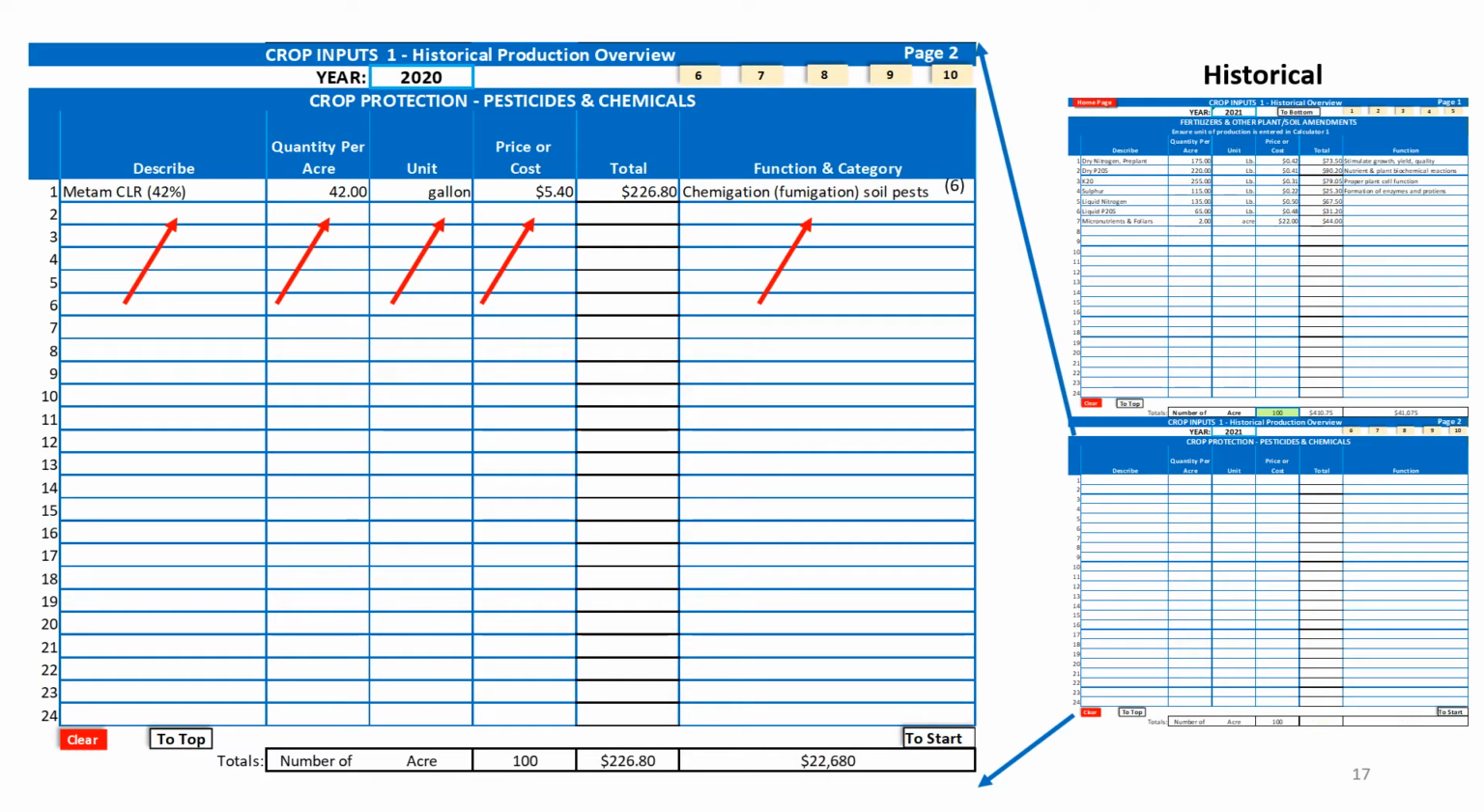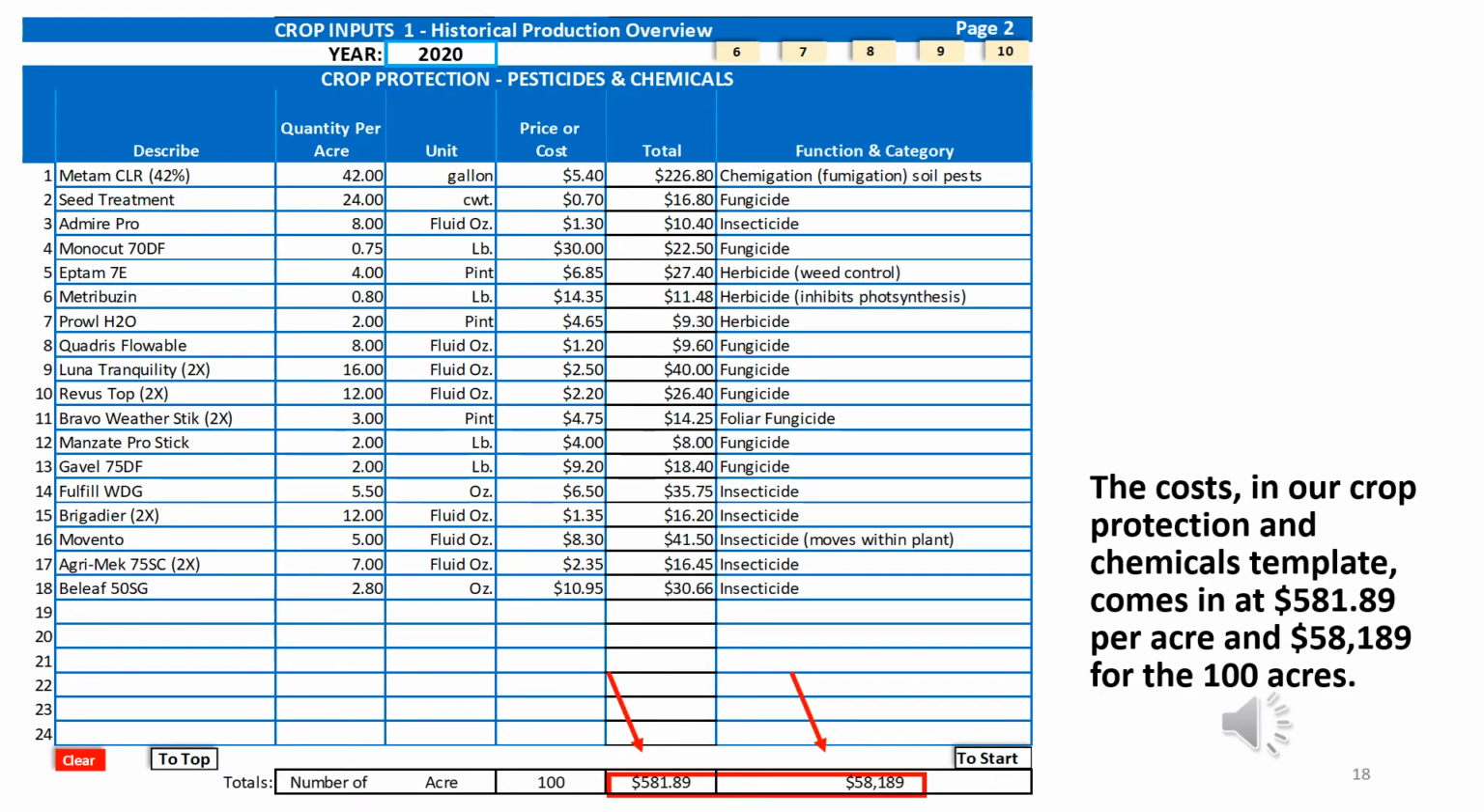Entering data in the lower crop input template that covers crop protection and chemicals is the same. Simply make entries in the blue cells under the described quantity per acre, unit, price, and function and category columns. The costs in our crop protection and chemicals template comes in at $581.89 per acre and $58,189 for the 100 acres. The questions will surround the extent to which the benefits of crop protection and chemicals outweigh any long-term effects on soils, water, public acceptance, and costs.